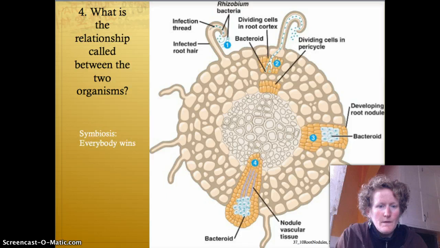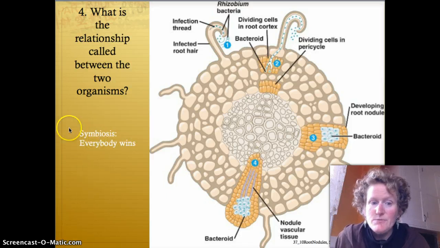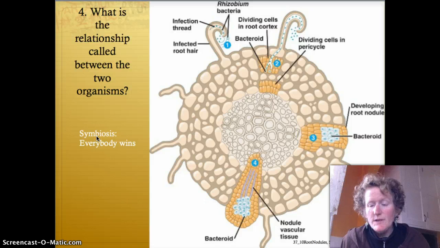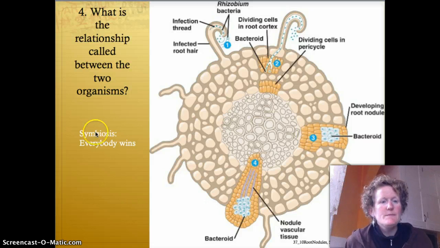Symbiosis. If you want to write that down on your lab sheet, it's right here. Symbiosis. It really means everybody wins. Both organisms benefit.